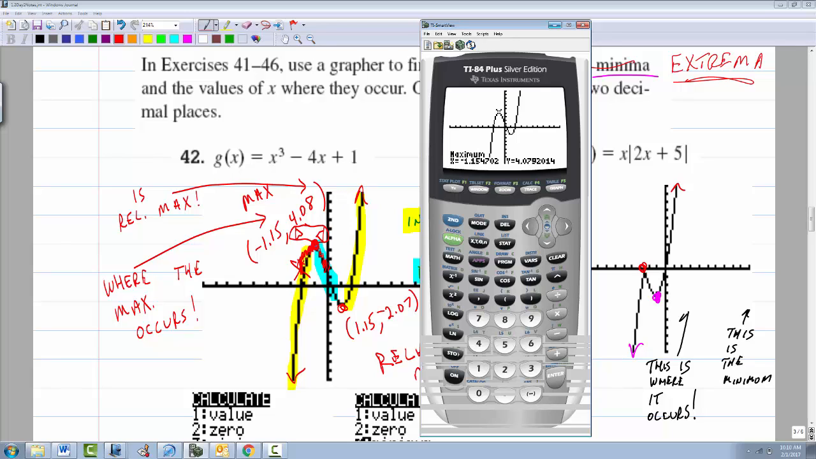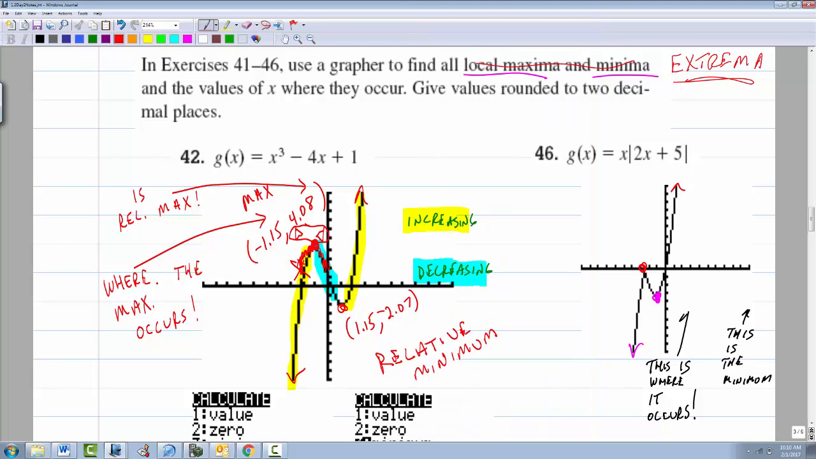But here's what you need to understand. The x value is where the relative max occurs. Write that down. It occurs at negative 1.15. The relative maximum is 4.08. Because again, the word maximum is describing the y value. That is the highest y value locally. So where it occurs is labeling it with the x value. So where does it occur?